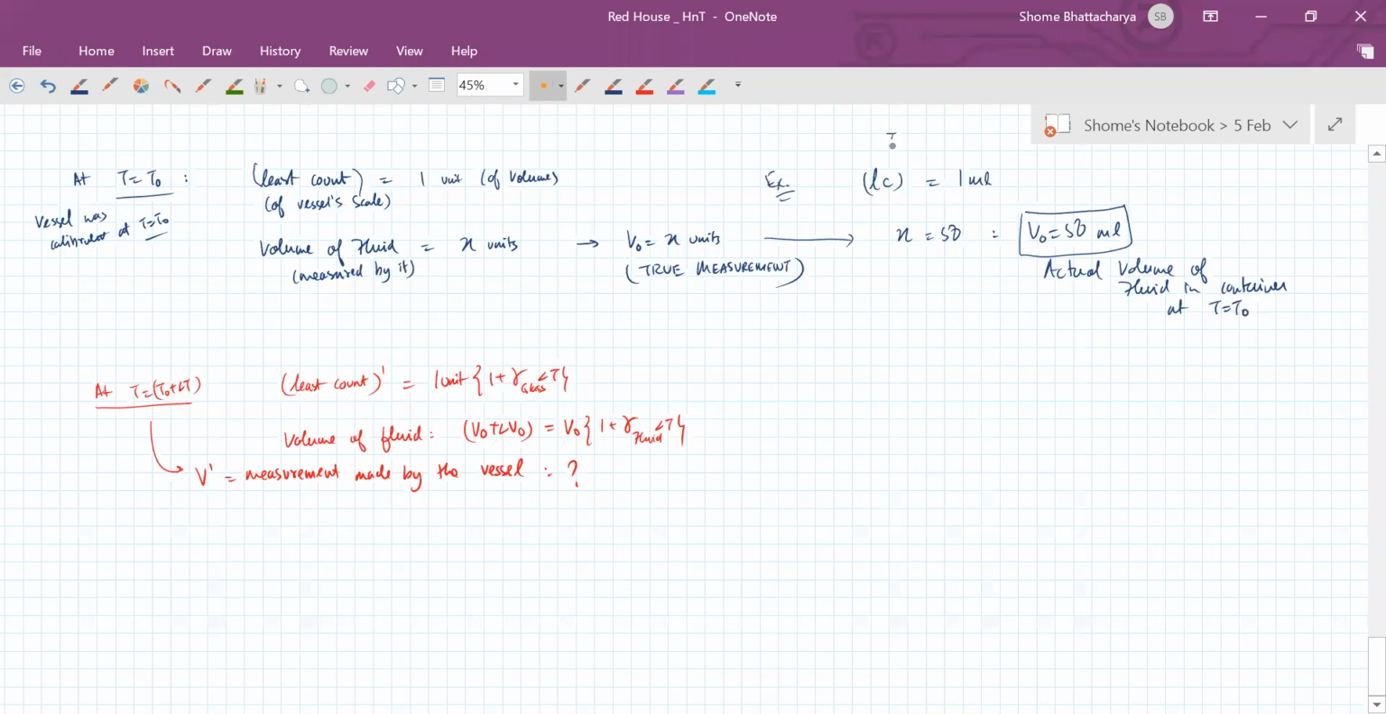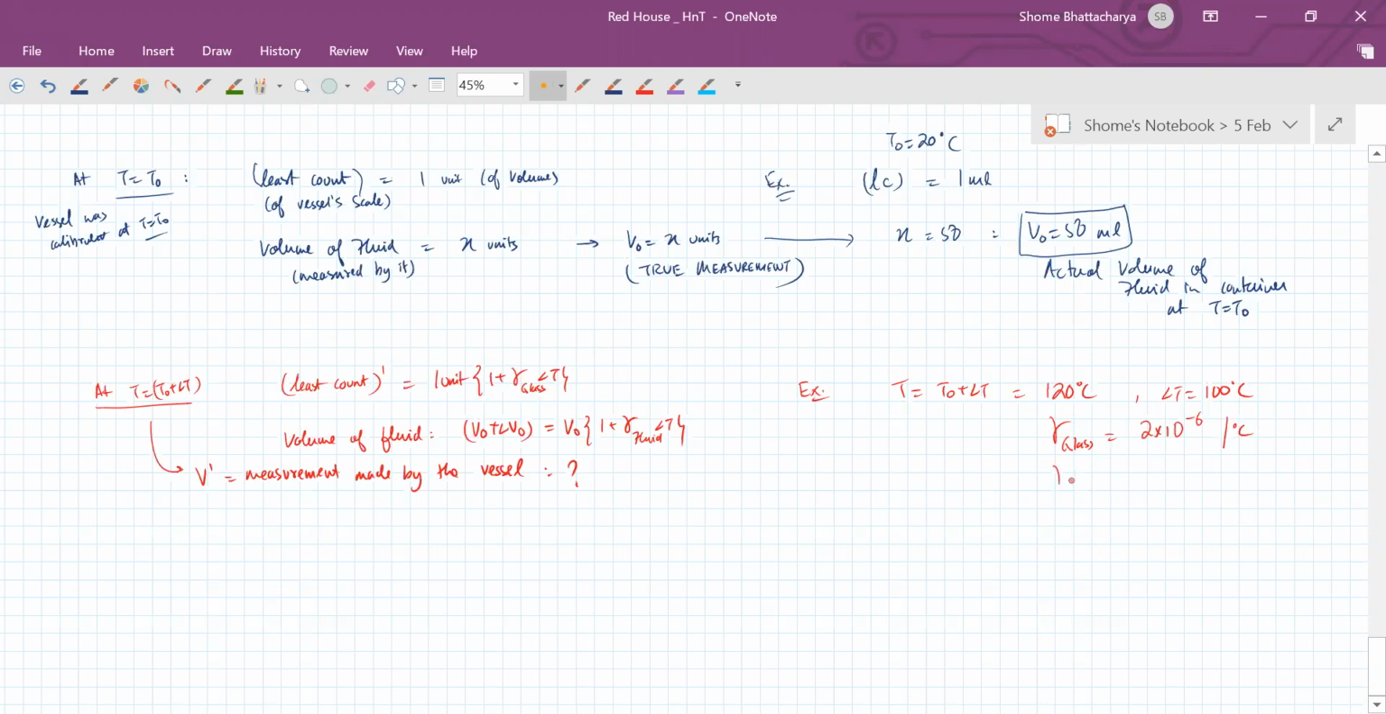And let's say that T naught is 20 degrees C or whatever. Now let's say my new temperature is, let us say, 120 degrees C. So I've raised the temperature by 100 degrees C. Okay. And let's say that gamma of glass is, let's say, 2 into 10 raised power minus 6 per degree C.